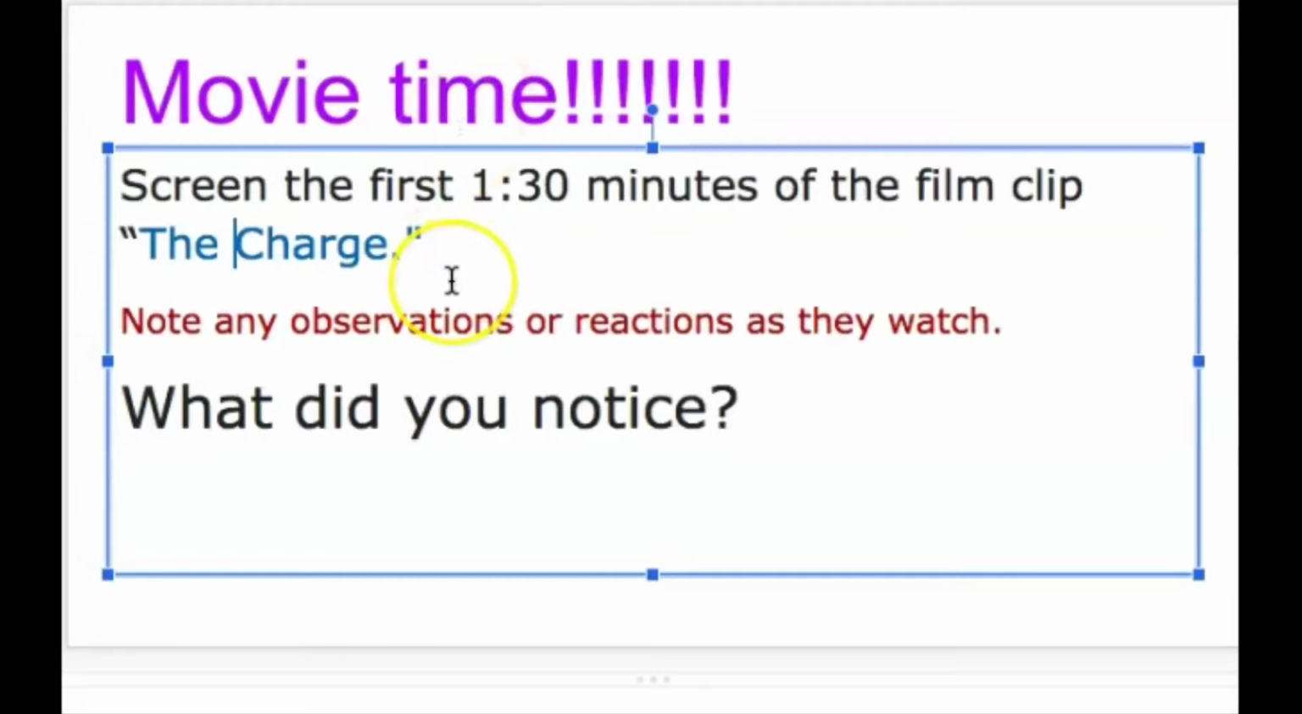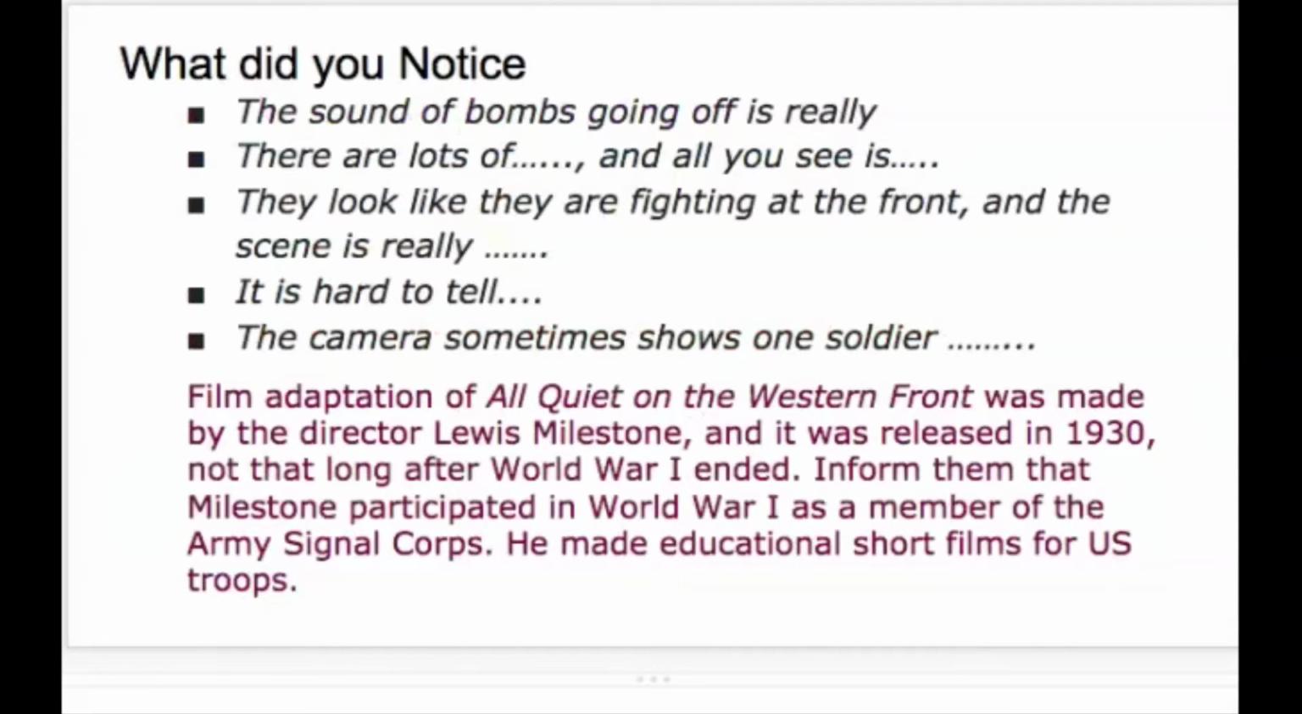So again, what did you notice? Some things that you may have noticed were the sounds of the bombs going off. There were lots of what, and all that you see is what. They look like they were fighting at the front, and the scene is really what? It is hard to tell what, and the camera sometimes shows one soldier what. So these are some sentence stems to help you figure out what it is that you noticed. You don't necessarily need to use these, but they can help guide you into some of the things that I want you to notice.